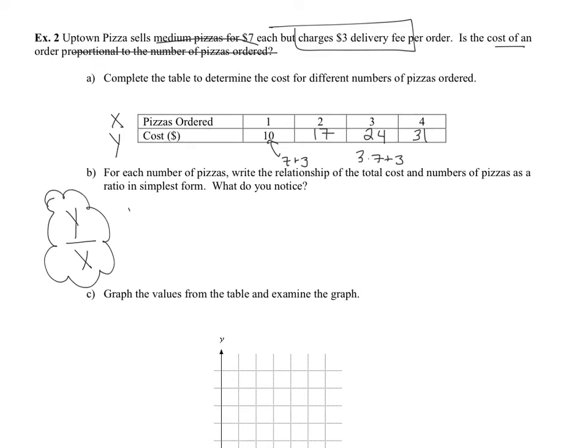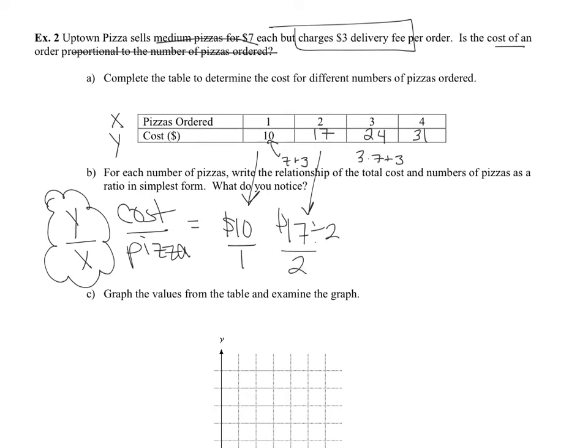Y divided by x, so in this case our cost per pizza, which is just our unit price, is what we want to find out. For this first column here, it would be $10 for 1 pizza. For the second column, $17 for 2 pizzas means that it would cost us $8.50 for 1 pizza. For the third column, we have $24 for 3 pizzas.